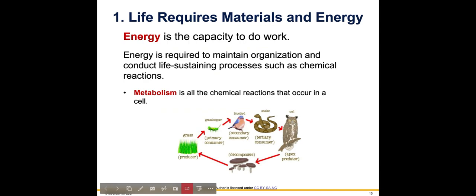So number 1, of course, was life requires materials and energy. Energy in a science definition is the ability or the capacity to do work. And energy is required to maintain that organization, right? From an atom to a molecule to a cell and so on. That requires energy. Energy is also required to conduct life-sustaining processes like chemical reactions, such as breaking down our food and then giving us those atoms to use to build our bodies. Metabolism is the vocabulary word we use for all chemical reactions that are occurring within a cell.